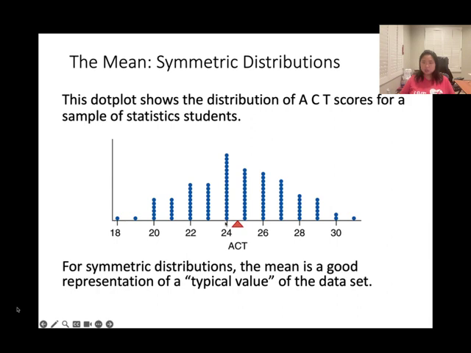So that's why we say the mean is a good representation of the data set when you have a symmetric distribution. Okay, keep in mind, when you have a symmetric distribution, the mean is a good representation of a typical value for the data set.